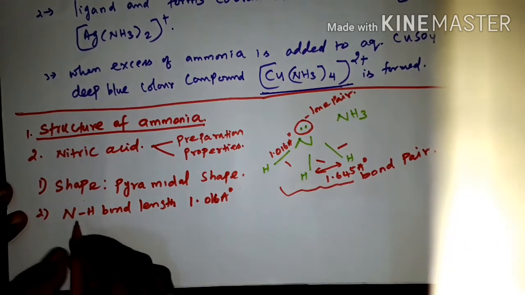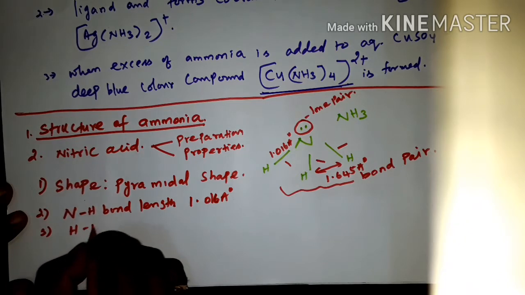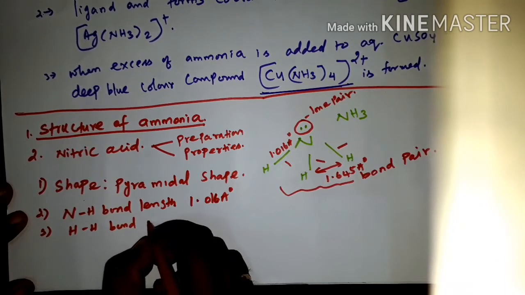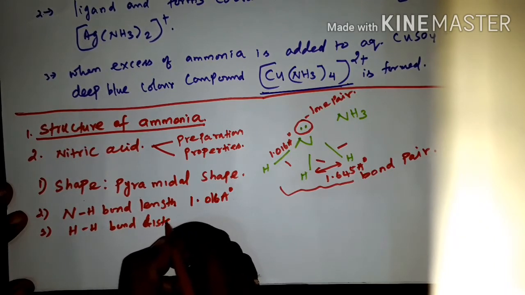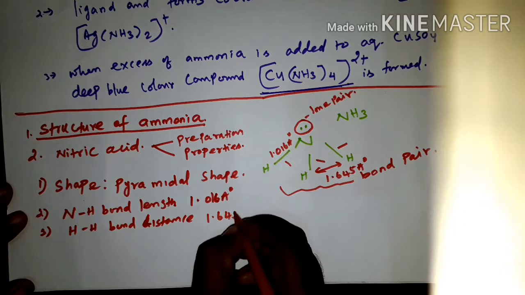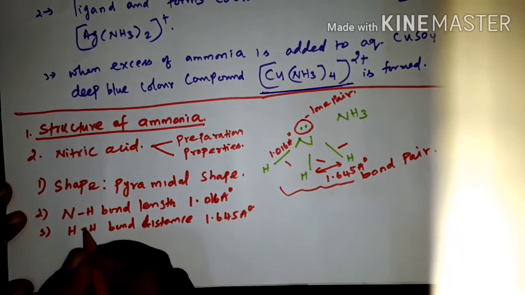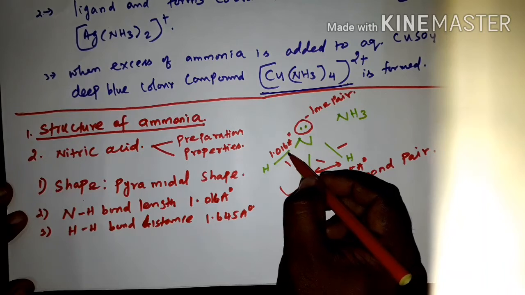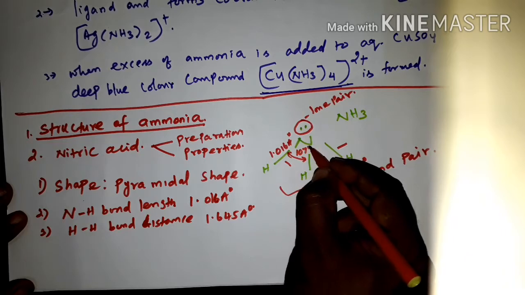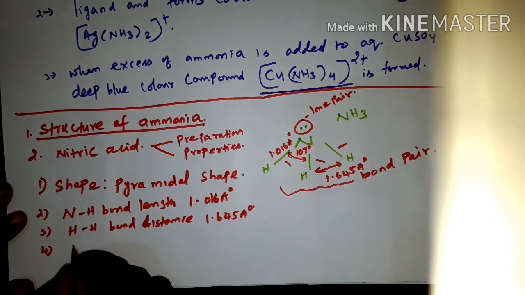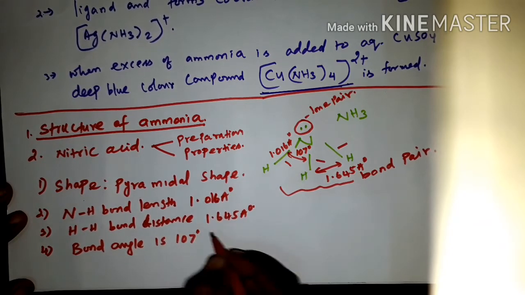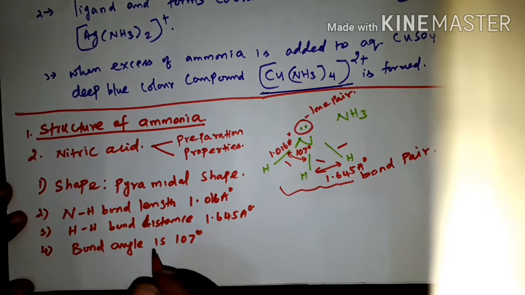Okay, then the hydrogen to hydrogen distance is 1.645 Armstrong. Then the bond angle, so this is the bond angle. Bond angle is 107 degree. Fourth point, bond angle is 107 degree. Okay.